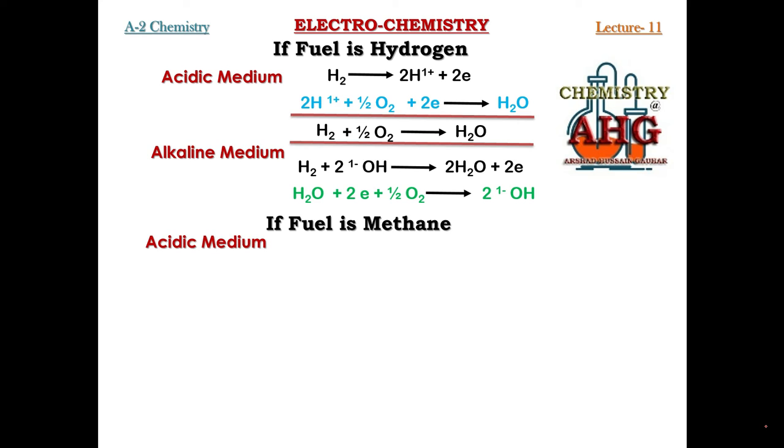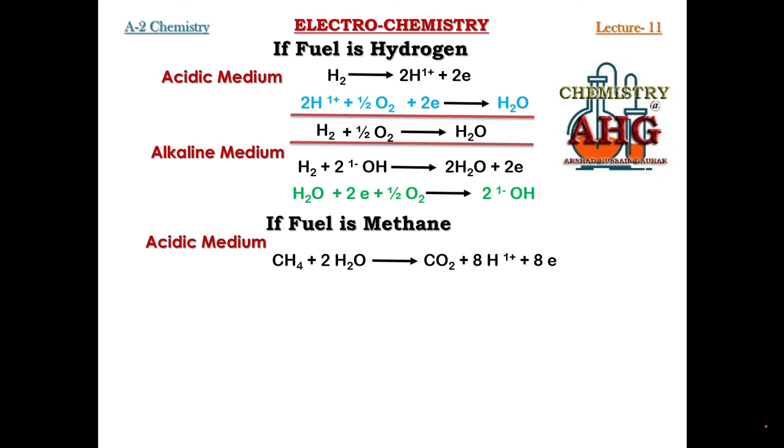After that, what will happen to the hydrogen? Hydrogen would become H+ ion, as I have done in the previous case when the fuel was hydrogen. Now look at this, CH4 combined with water gives CO2 plus 8 H+ plus 8 electrons. Now how have we balanced this equation? We studied rules for balancing equations in redox reactions. Exactly that method I have used to balance this equation.